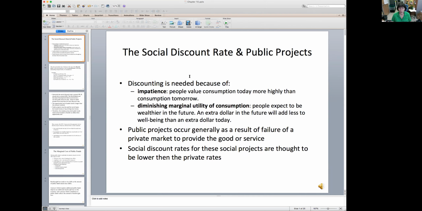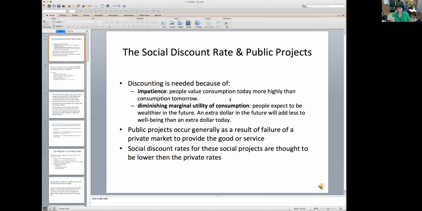Now remember why we're discounting. The first reason why we have to discount is because we don't want to wait. We're just kind of impatient. That's what we are. We're just impatient. So we got to deal with that. The second problem we have from a whole society point of view is that we have a diminishing marginal utility of consumption. What does this mean?